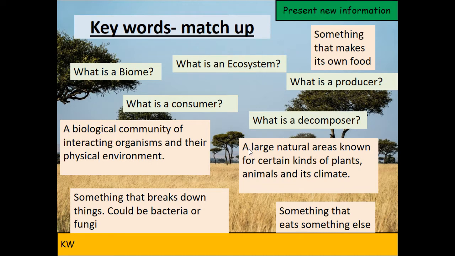Okay, so what is a biome? A biome is a large natural area known for certain kinds of plants and animals and its climate. So this one here matches up with this one here. What is an ecosystem? Well, an ecosystem is a biological community of interacting organisms and their physical environment. This one here. What is a producer? Well, it's something that makes its own food. If you make your own food, you produce your own food, you are a producer.